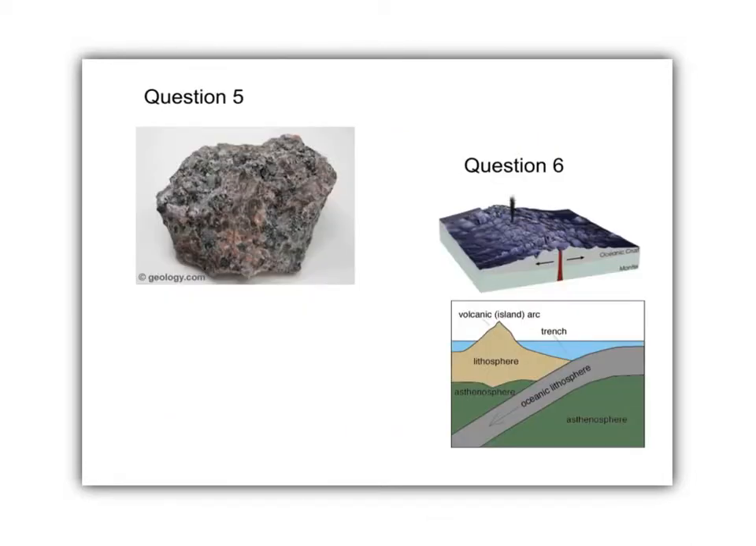Question number 5. The continental crust is primarily made of this rock right here, and this is granite. Question 6. Where do new oceanic crust form? They form along ocean ridges. This is a ridge right here. And it is destroyed right here. You see your oceanic lithosphere going down. And what forms there is a trench.